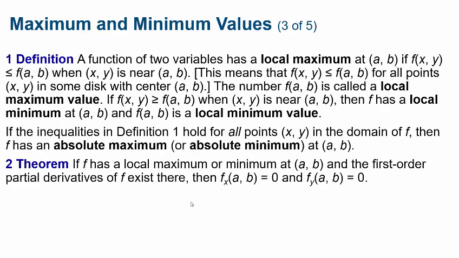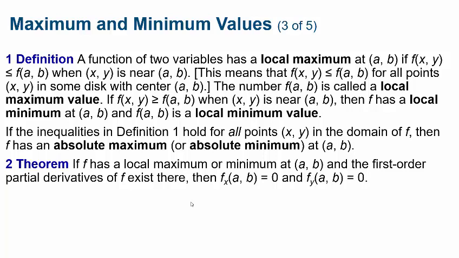Okay, so just a quick definition of these. A function of two variables has a local maximum at a, b if f of x, y is less than or equal to f of a, b, where x, y is near a, b, so around it. The flip side is with the local minimum. Here, same deal. If f of x, y is greater than or equal to f of a, b, where x, y is all those values around a, b, then f has a local min at a, b.